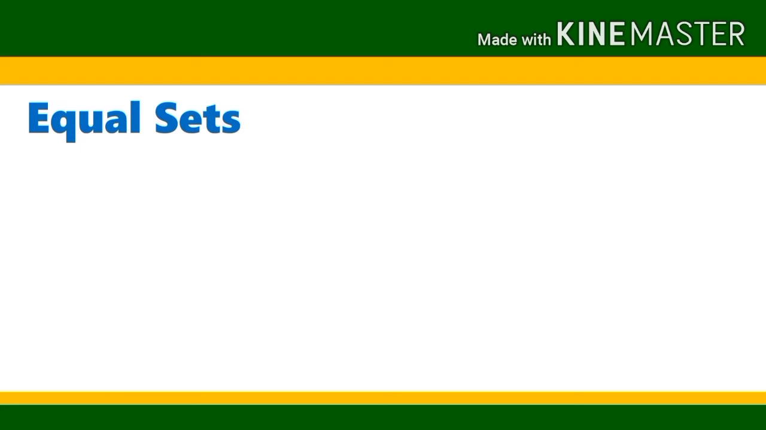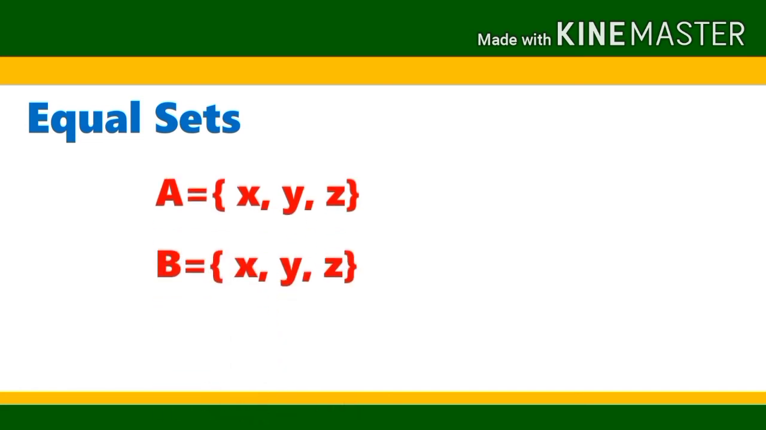Next, we have the equal sets. From the word equal, the elements are equal. For example, we have set A, x, y, z. From set B, we have x, y, z. And we can say that set A and set B are equal sets, since they have the same elements and they have the same cardinal number.